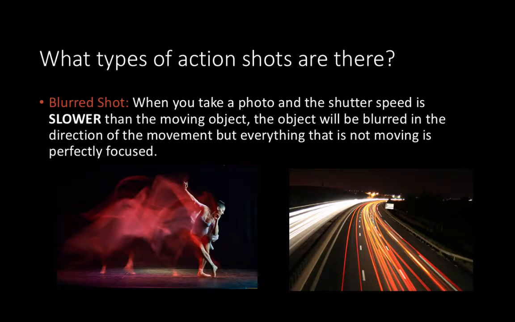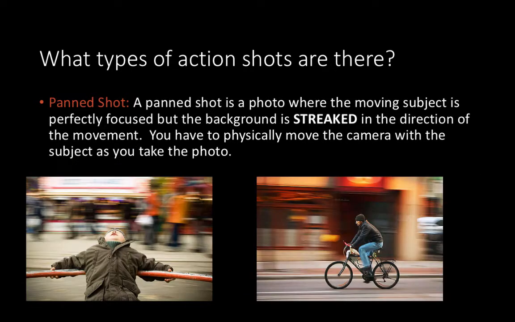A second type of action shot is called a blurred shot. For blurred shots, you will need to use a tripod, so try not to forget that. It means that your shutter speed is actually going to be slower than the speed that your subject is moving. And we sometimes are looking for a blurred shot to get some special effects. So notice how interesting both of the images here are because we've slowed down our shutter speed. We don't want to make it an accident. And what's really important for a successful blurred shot is that the parts of the image that aren't moving have to be perfectly focused. So you definitely need a tripod.